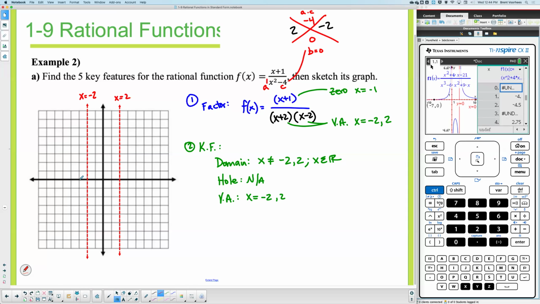This graph is going to have 3 pieces. Everybody with me so far? 3 pieces of graph. All right, there was one more on there. Oh, zeros. This has 1 zero. Where's my zero? X equals -1. Now make sure you're putting in your variables as I am. At -1, we have a zero right there.